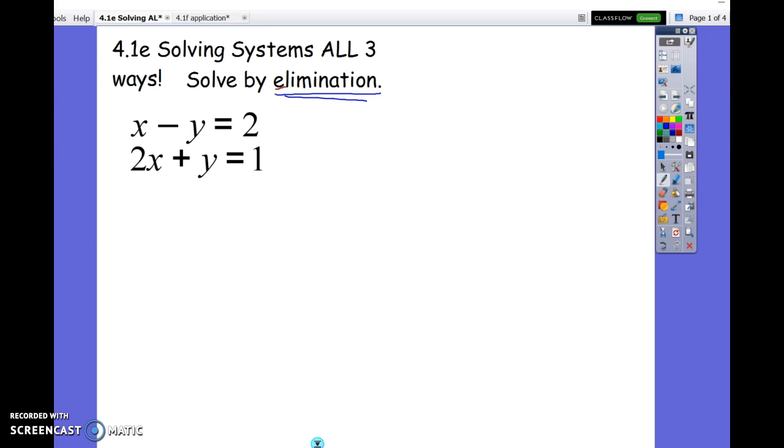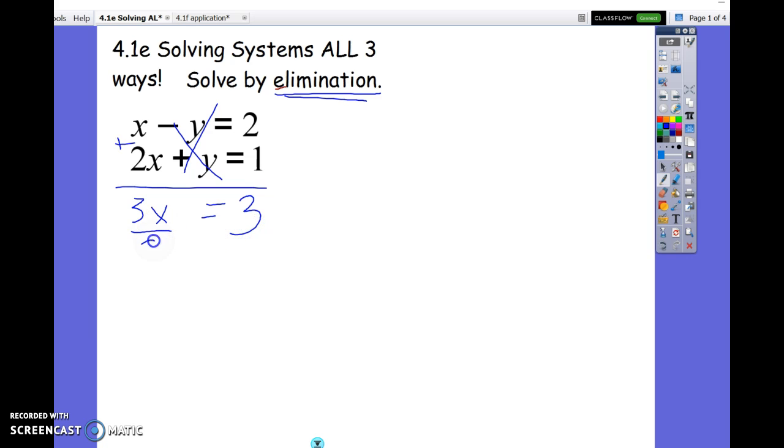So looking, it looks like x and 2x are not opposites, but negative y and positive y are opposites. So we don't have to worry about multiplying anything. So we are just ready to combine these two equations. If we have x plus 2x, that gives us 3x. Negative y plus y, well, that's 0, right? So our y's are eliminated, and this is going to be equal to 2 plus 1 is 3.